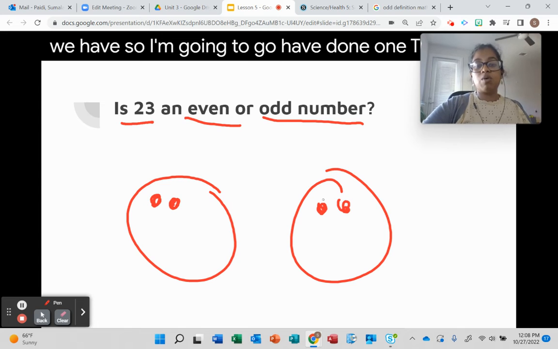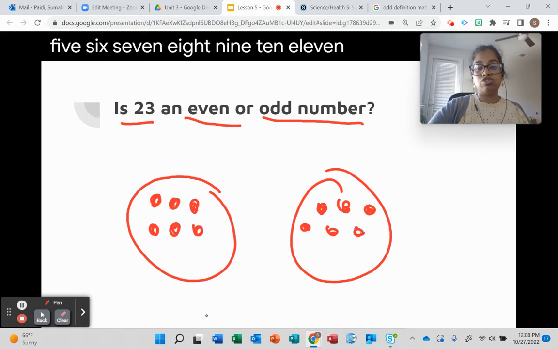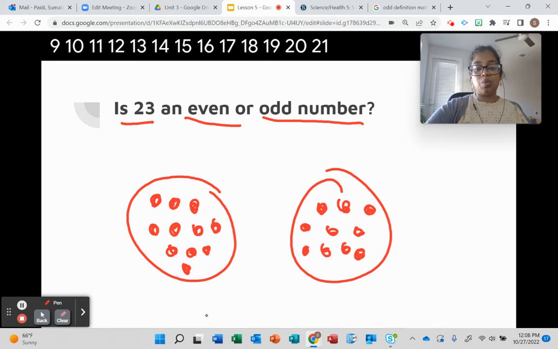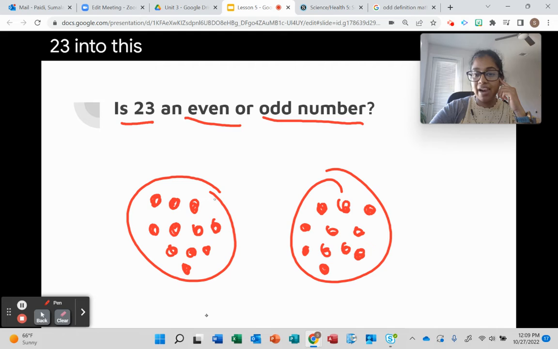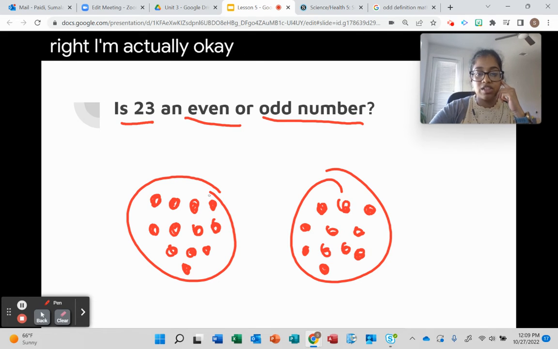3, 4, 5, 6, 7, 8, 9, 10, 11, 12, 13, 14, 15, 16, 17, 18, 19, 20, 21, 22, 23. But if I put the 23 into this spot, I'm not going to have the same in here, right? So I'm actually going to put 23. And let's count how many we have.